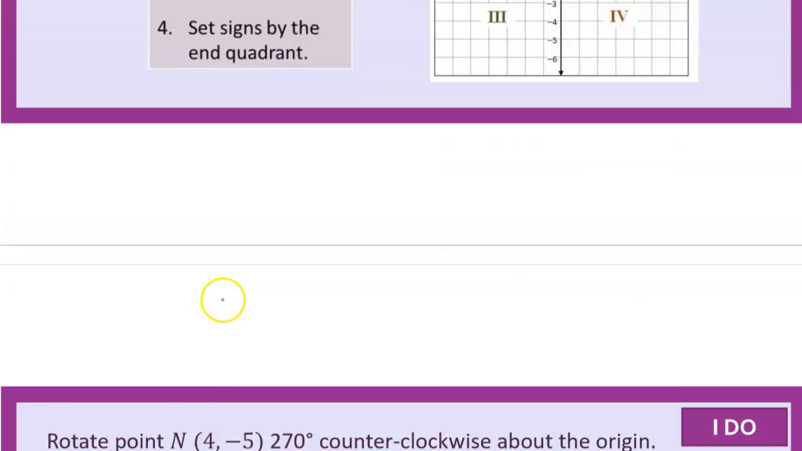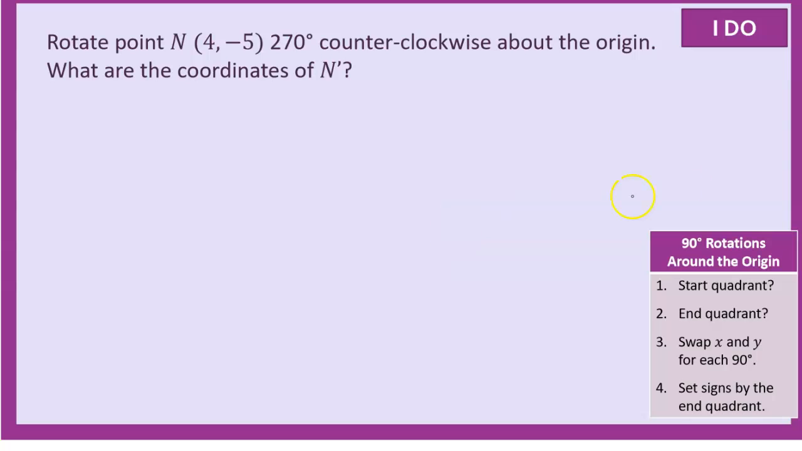So let's see this in action. Once again, we're not getting pictures for this. We have to imagine this in our own head, or we can sketch it out. That can help us see the quadrants. It says rotate point N at 4, -5, 270 degrees counterclockwise about the origin. Okay, first of all, counterclockwise, I have to draw a clock sometimes. Clock goes that way, so we're going this way, counterclockwise. And then we need to figure out the coordinates of n prime.